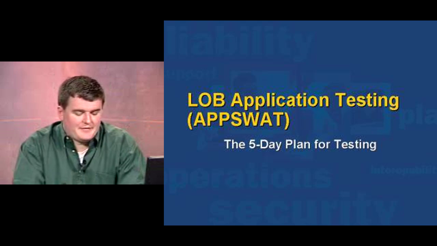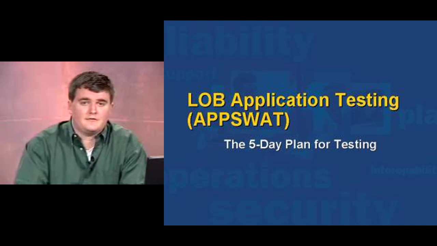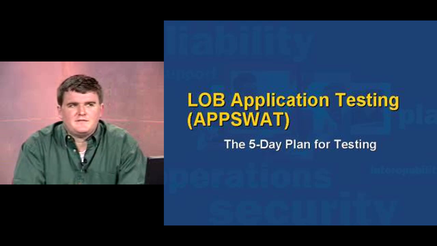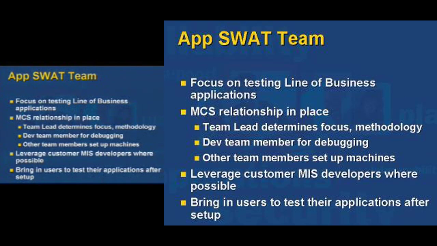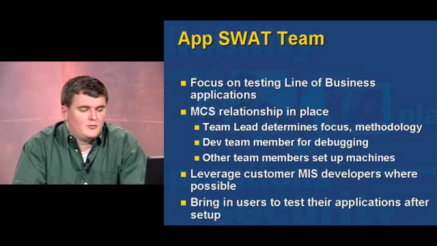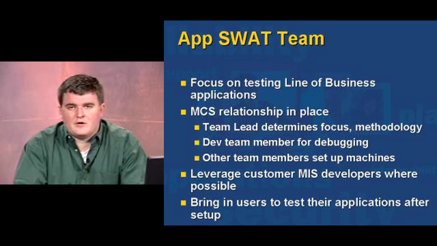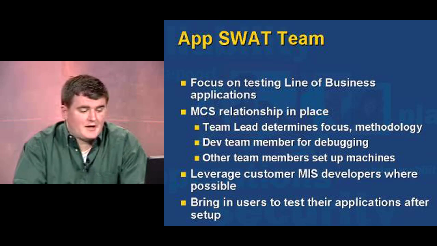So I'd like to talk about that so that the JDPs that weren't involved in it last time can see: are you interested in this? Does this make sense to you? We're focusing on our line of business applications. We tend to have the MCS relationship in place. We use these MCS to determine what our focus is. What does this particular corporation care about? And what do they feel needs to be addressed?